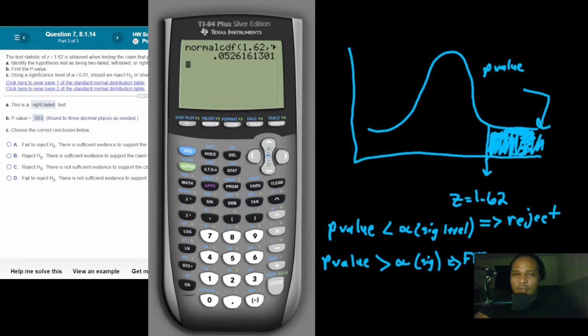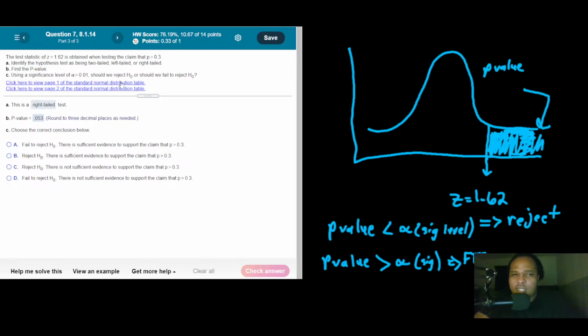So what is our p-value? Our p-value is 0.05, right? Is 0.05 less than or greater than our significance level? Well, what is the significance level? The significance level, the alpha, is 0.01. Is 0.05 less than 0.01? No, it's greater than. And because it's greater than, we're going to fail to reject. So this is a fail to reject because it's greater than. Whenever you fail to reject, there is not sufficient evidence.